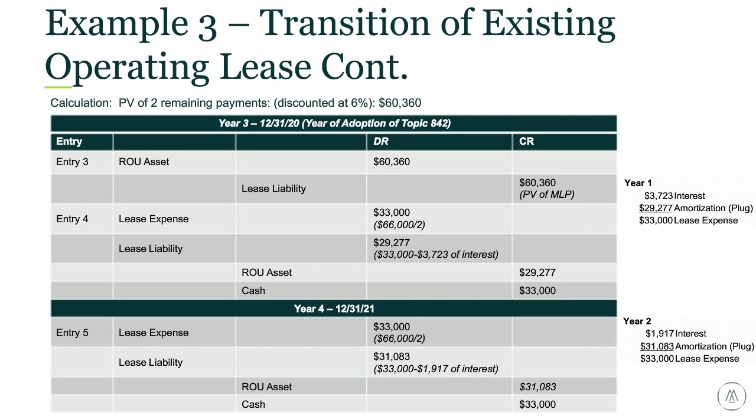And then year 4, same type of thing. Once we've made the transition, and it's straightforward, all you do is you capitalize it the year that you're going to be adopting the standard. And once we've done that, the rest of the operating lease entries are just the exact same as what we've discussed in the previous example.